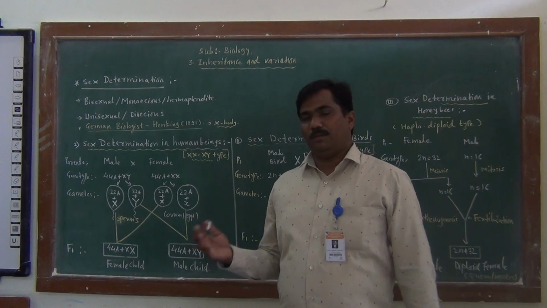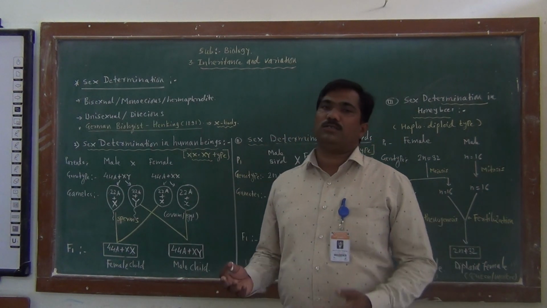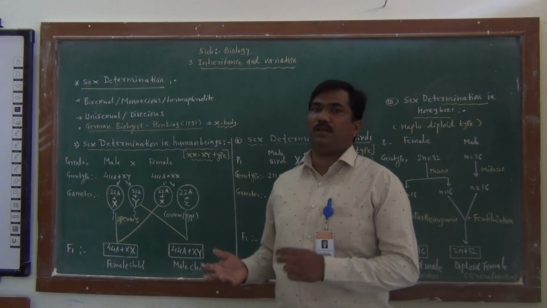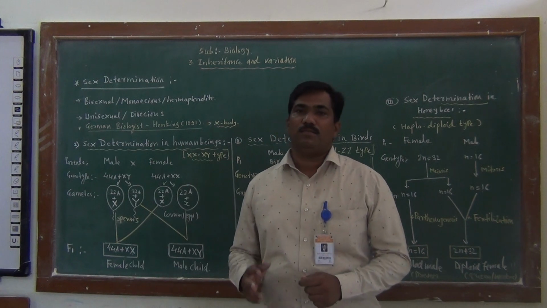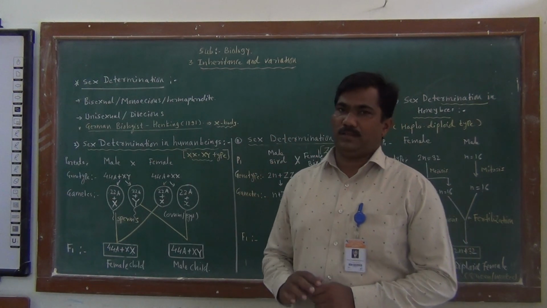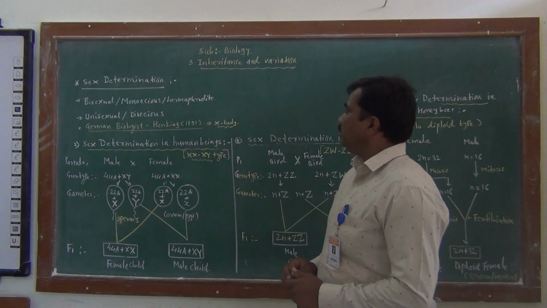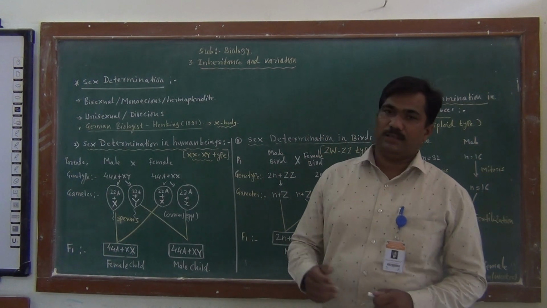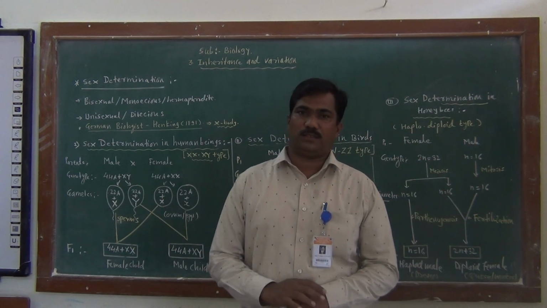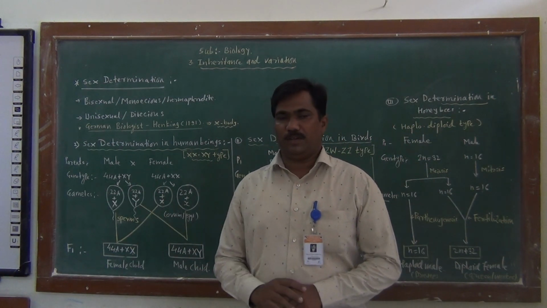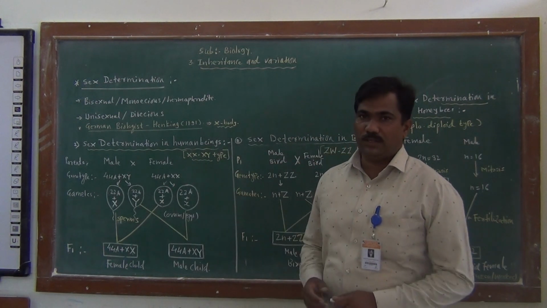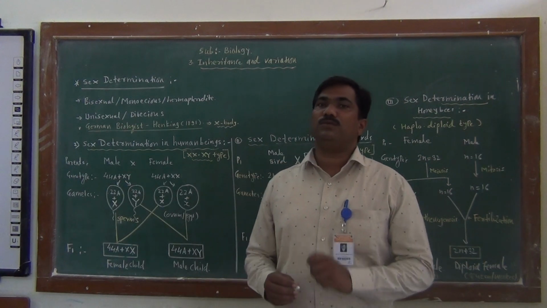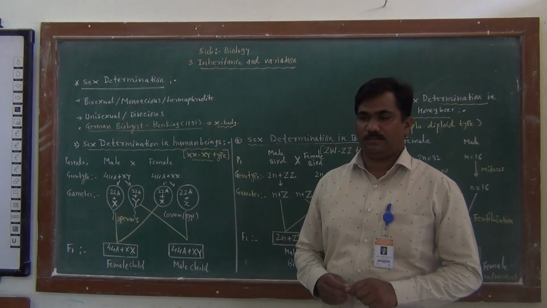Some individuals may be male or some may be female. So how do you decide this is male or this is female? You decide from their external appearance. Okay. So what is sex determination? The mechanism of determination of sex is known as sex determination, or the mechanism through which the sex of an individual is established is known as sex determination.